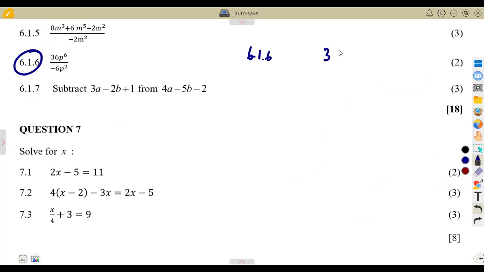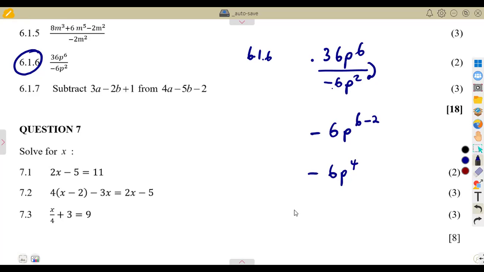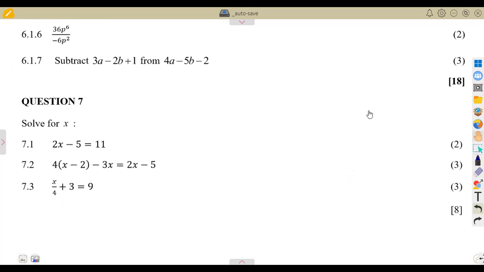6.16, 36p to the exponent of 6 over minus 6p to the exponent of 2, or minus p squared. Again, we just have to divide, use a calculator. 36 divided by 6 is minus 6. We're dividing the bases again, which are the same. Remember, I said you subtract the exponents. 6 minus 2. This will be p to the exponent of 4. Just like that. Is there anything that we can do? No, nothing. You are done.